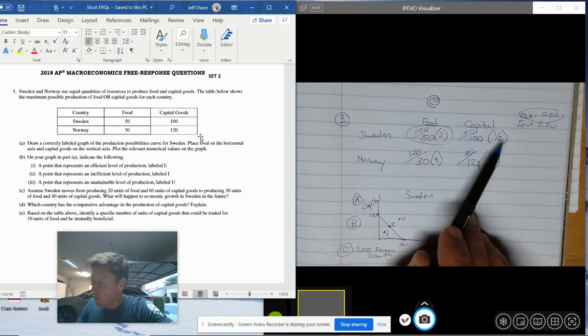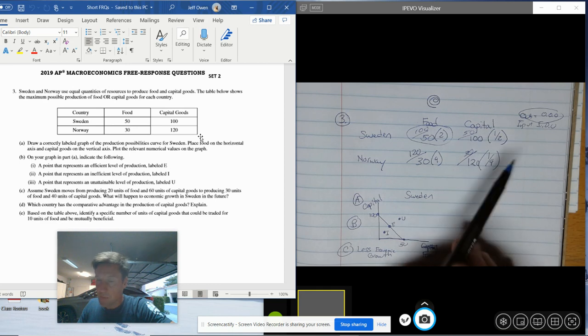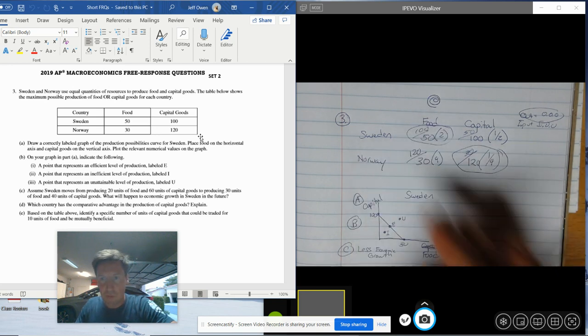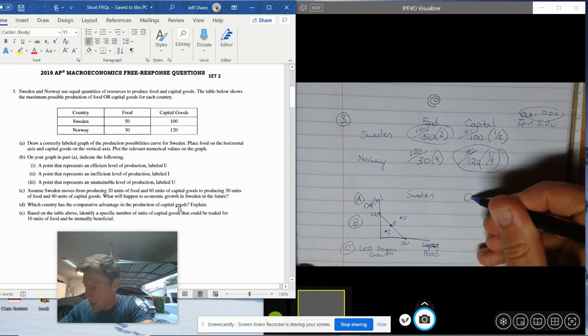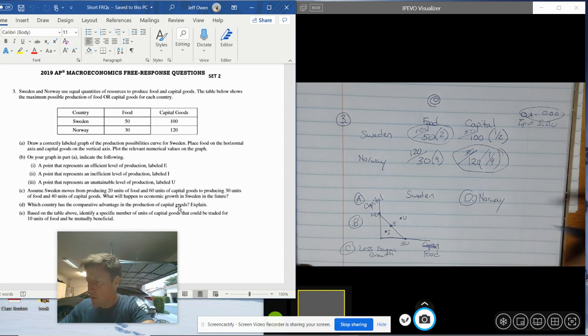1 capital good, we give up half a unit of food, or 1 capital good, we give up a 4th unit of food. So there we go. Our comparative advantages work. They're opposites of each other. I'm good to go. So now let's figure out what the question asked me. Which country has a comparative advantage in capital goods? Capital goods is Norway. So with D, I'm going to say Norway has the comparative advantage.